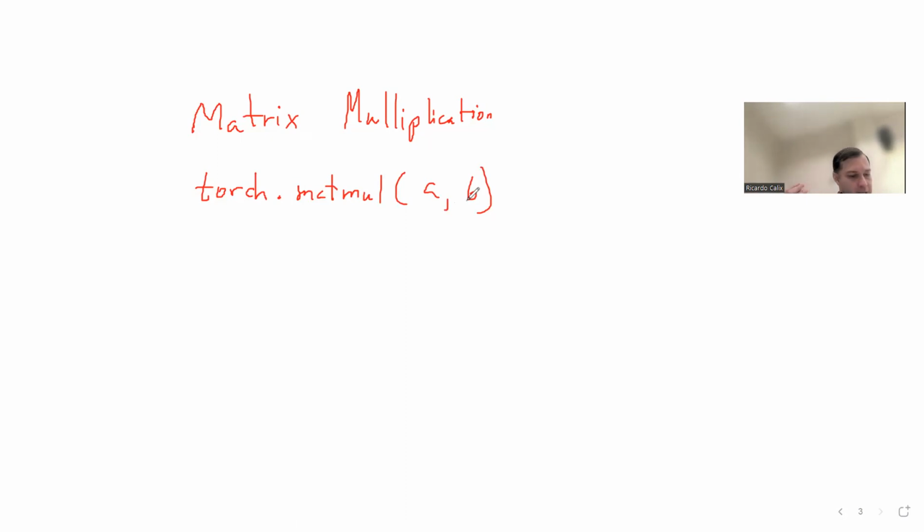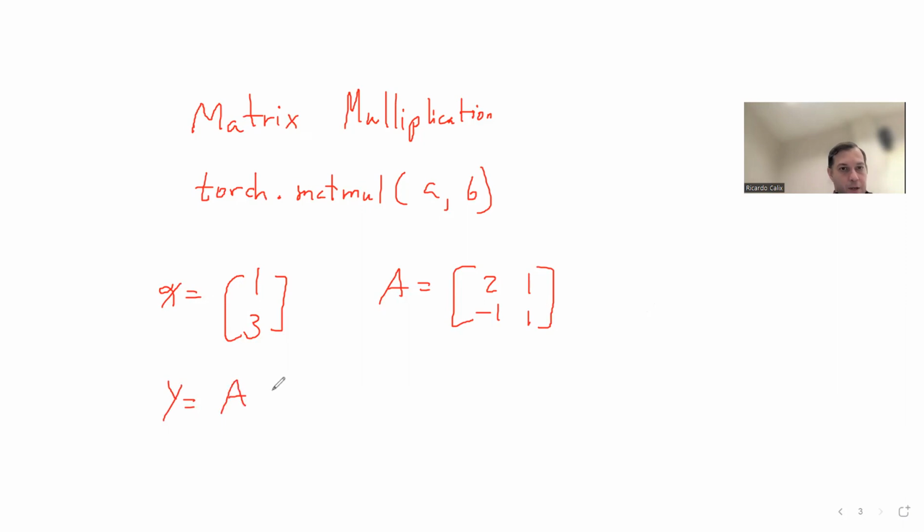All right, so I'm going to take two variables and do a simple operation. I'm going to do x equals [1, 3], and then a matrix A, which is going to be [[2, -1], [1, 1]]. This is the operation that we would perform with the neural net. So how do we do this? I'm going to say y equals A x.